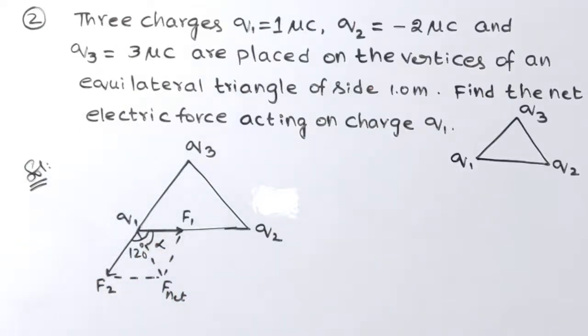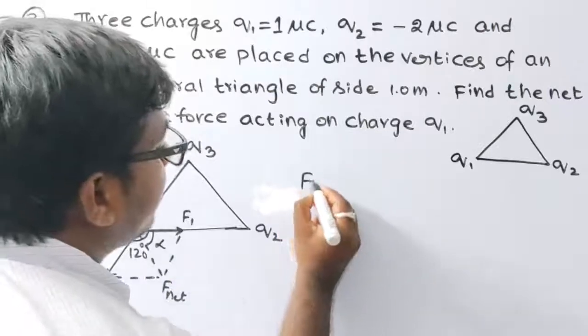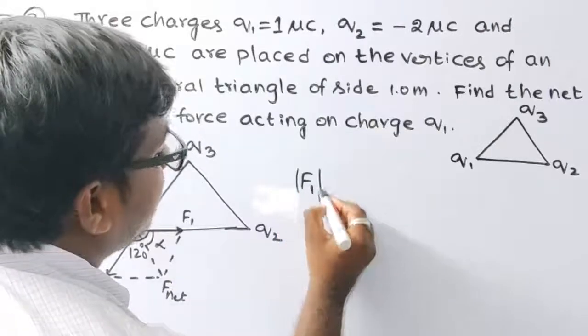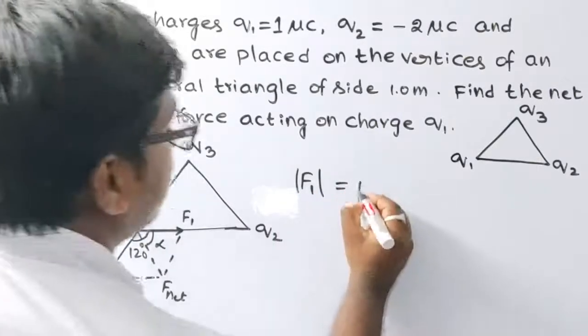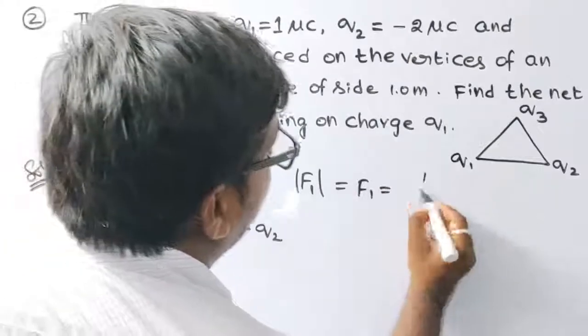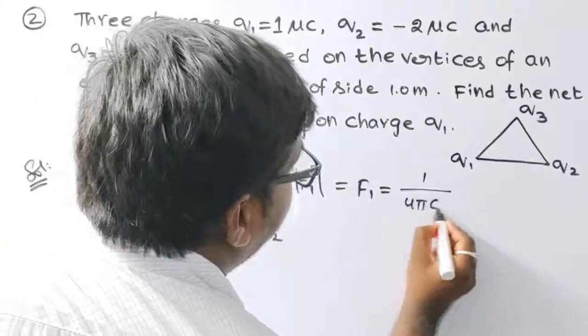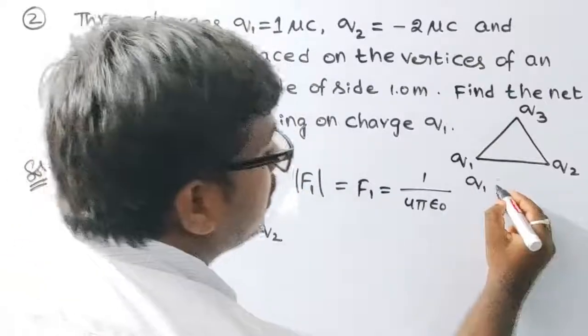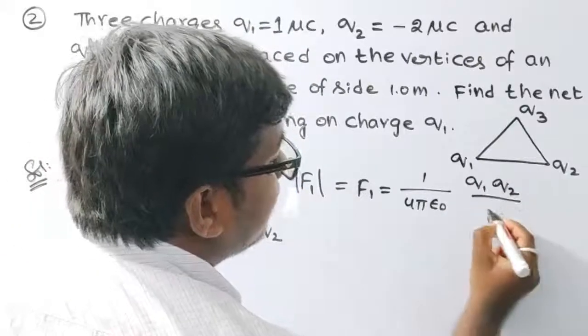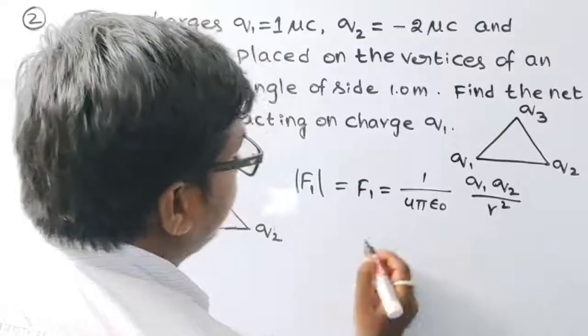Since force is a vector quantity, both of these forces F1 and F2 will be added by the vector method. First of all, take the first force F1. Mod of F1, the magnitude of force F1, is equal to 1 by 4 pi epsilon naught Q1 Q2 by R square.